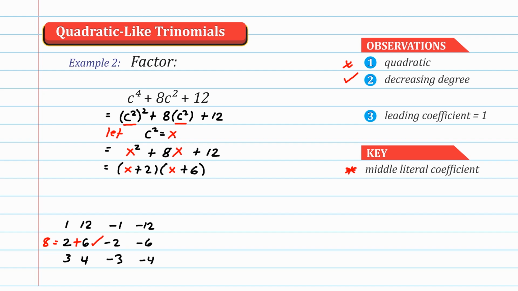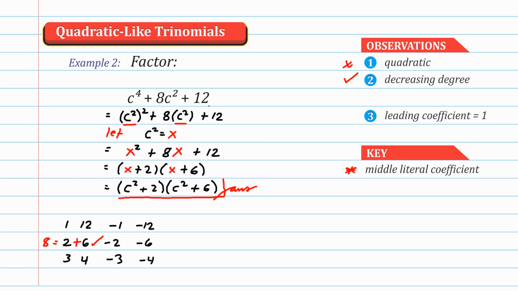However, we just made up that x. There's really no such thing as x. Therefore, let's revert back to the original. Replace x with c squared. So doing that, we now replace x with c squared. C squared, that is x, plus 2. Times, what is x again? It's c squared plus 6. Therefore, these are now the factors of our original trinomial.